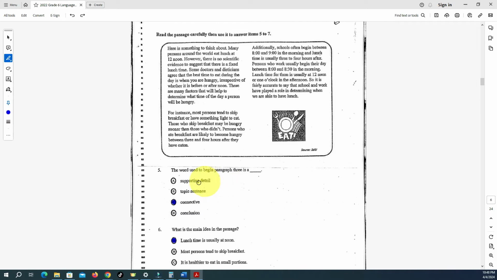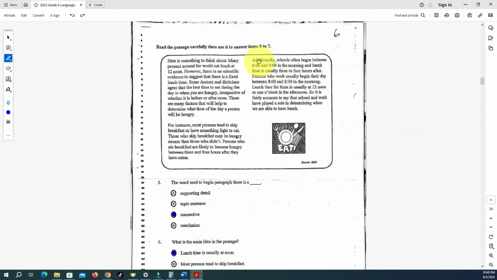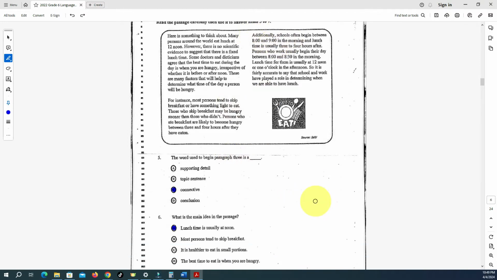Okay, so number five, the word used to begin paragraph 3 is a connective. Right, because it says "additionally, school." So that paragraph, paragraph 3, I'm sorry, begins with "additionally," which is a connective. So that definitely is a connective word.